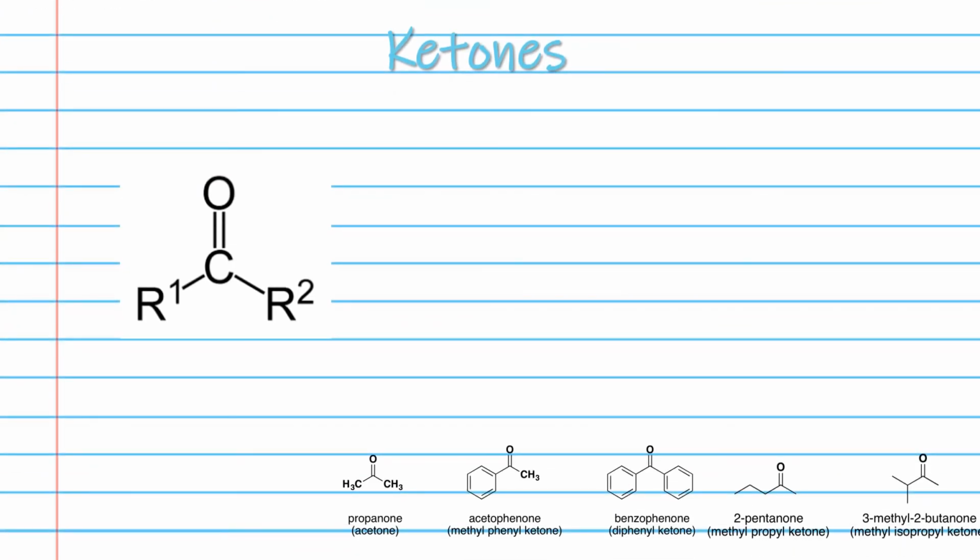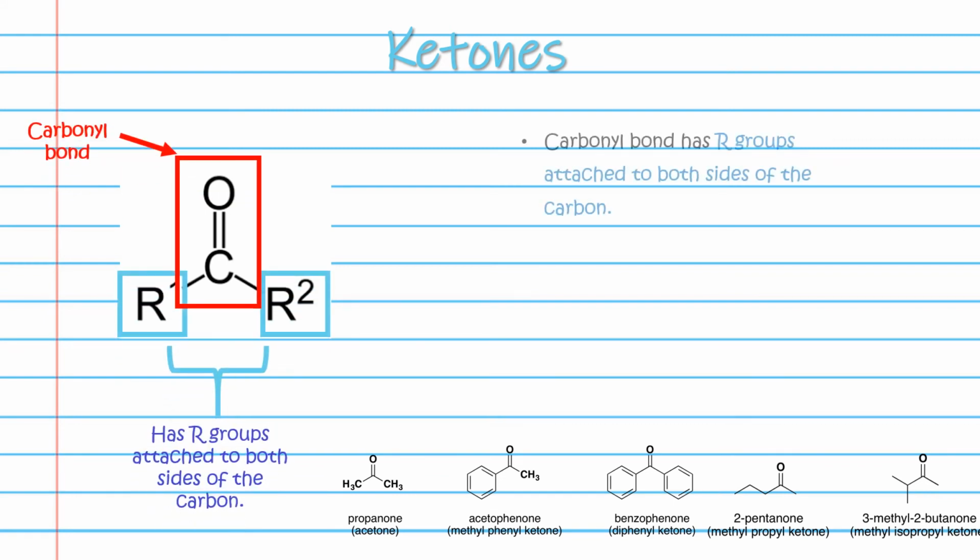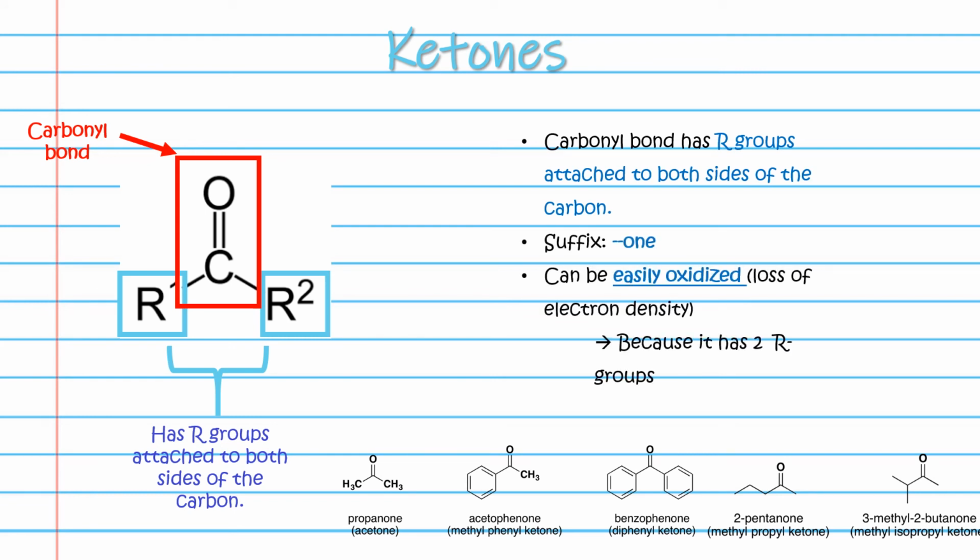Finally, I will be talking about ketones, in which there is a carbonyl bond and 2 R groups attached to both sides. The ketone suffix is -one, as in ketones. They can also be easily oxidized, and they are less reactive than aldehydes. This is because their R groups tend to donate some of their electron density to the carbon instead of to the oxygen, like in most functional groups, resulting in the carbon being less positive than in aldehydes.